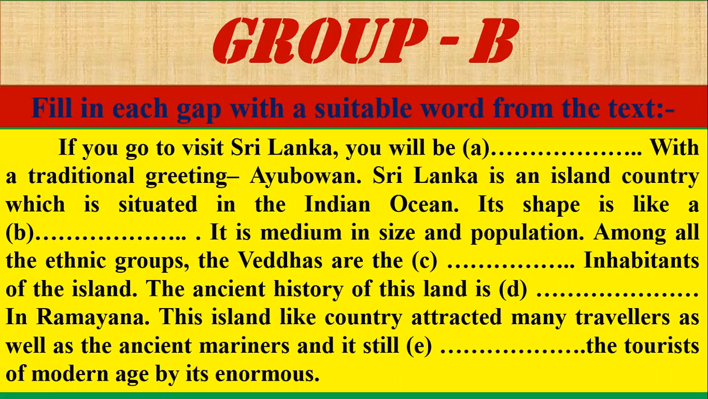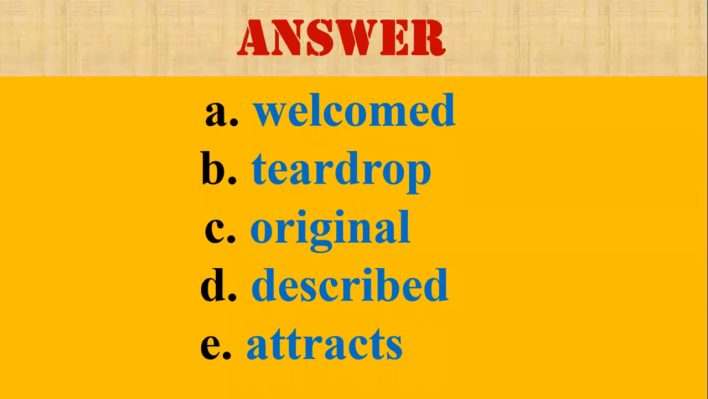Island. The ancient history of this land is gap D dash. In the Ramayana, this island-like country attracted many travelers as well as the ancient mariners, and it is that gap E dash by its beauty. Learners of group B, check your answers. Here are the possible answers: gap A, welcomed. Gap B, teardrop. Gap C, original. Gap D, described. Gap E, attracts.